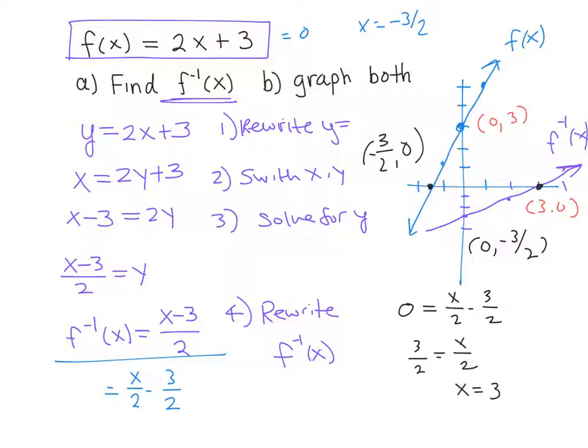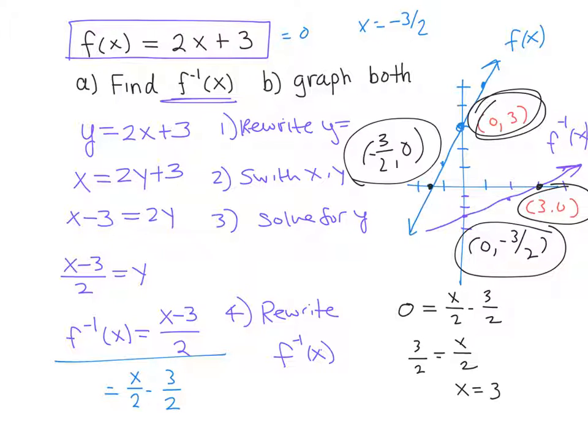So you notice in here that the y-intercept becomes an x-intercept, x-intercept becomes a y-intercept on the inverse function, and for the remaining coordinates on these points, the x and y values are switched on the inverse function.